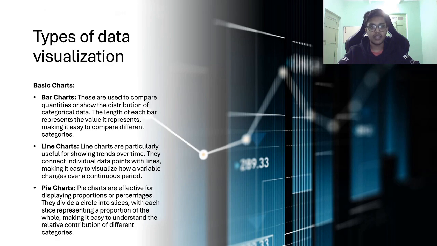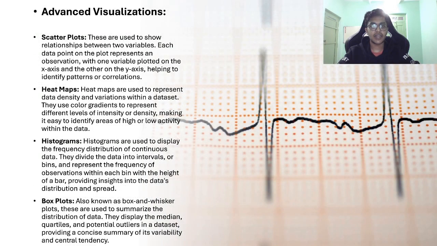Moving on to the next slide. We have advanced visualizations. Scatter plots are used to show relationships between two variables. Each data point on the plot represents an observation, with one variable plotted on the x axis and the other on the y axis, helping to identify patterns or correlations. Next is heat maps. Heat maps are used in order to represent data density and variations within a data set. They use color gradients to represent different levels of intensity or density, making it easy to identify areas of high or low activity within the data.